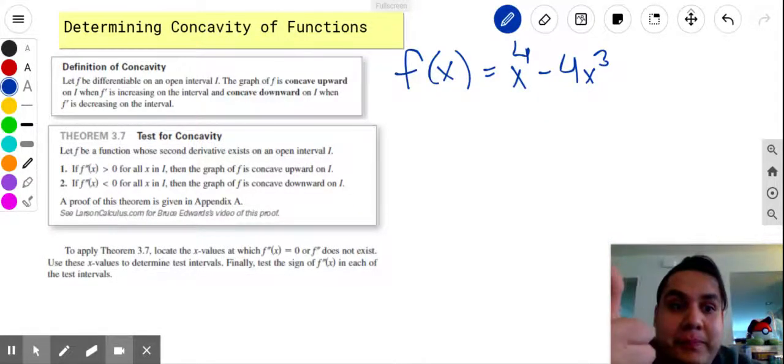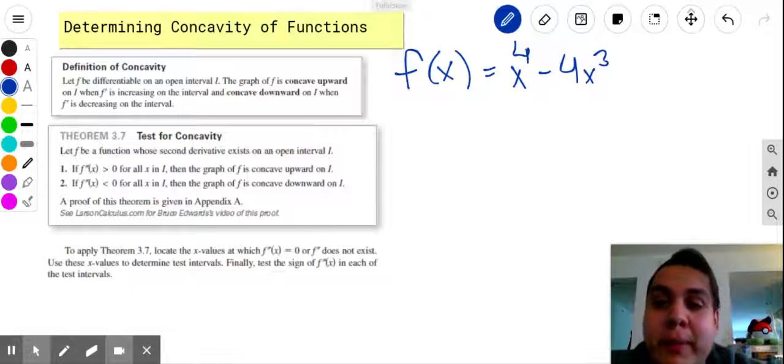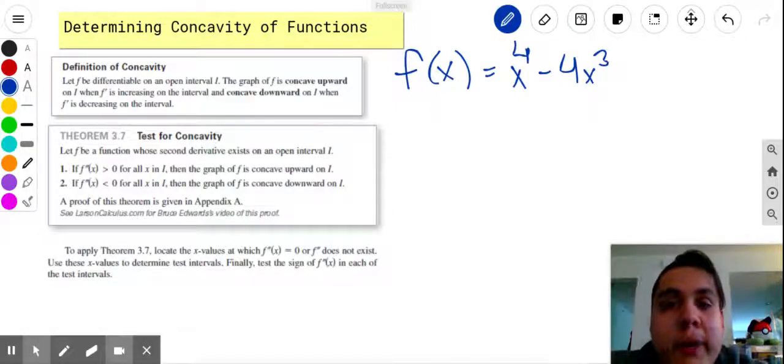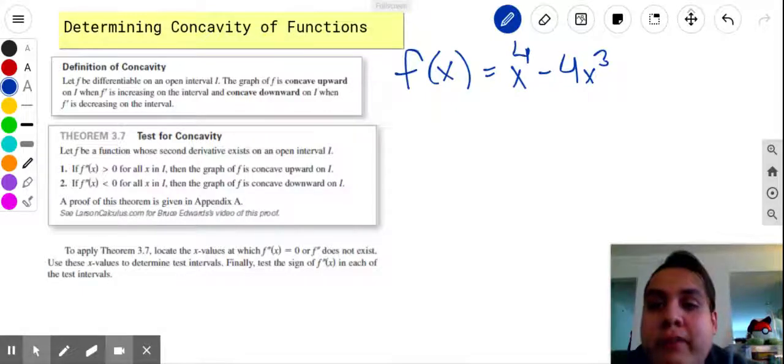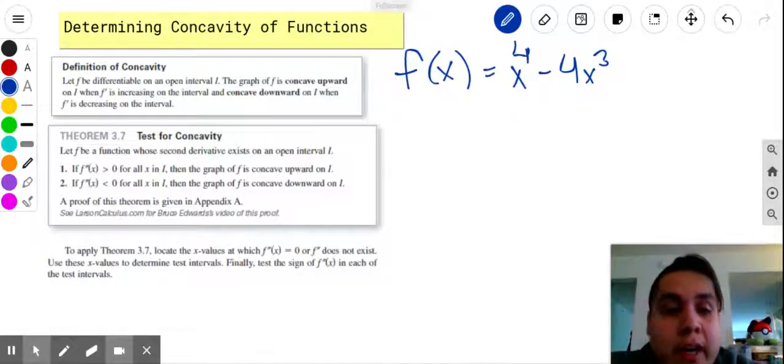So we're going to start off by talking about the definition of concavity. Let f be differentiable on an open interval I. The graph of f is concave upward on I when f prime is increasing on the interval, and concave downward on I when f prime is decreasing on the interval.